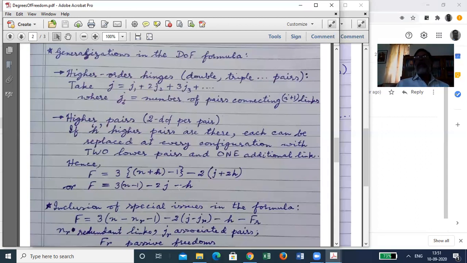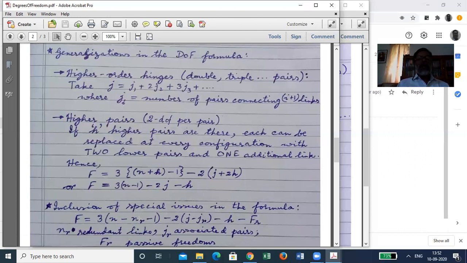Now this is generalizations to include cases. Now there are some special situations that may arise for which we can modify the formula in some other ways. So in place of n, we can put n minus nr, and in place of j, we can put j minus jr.